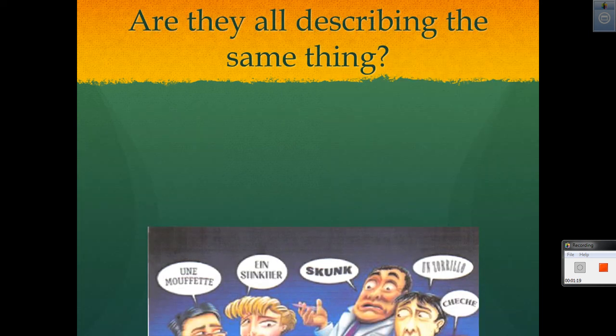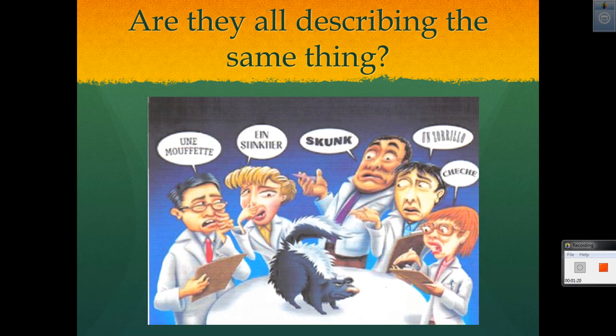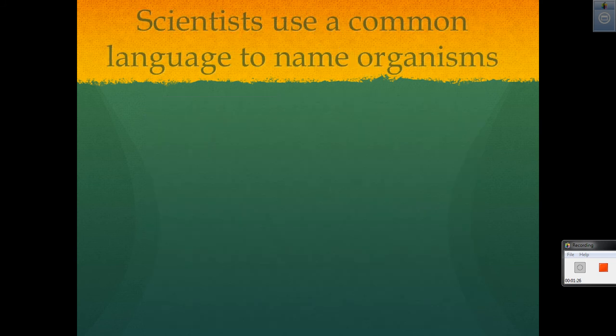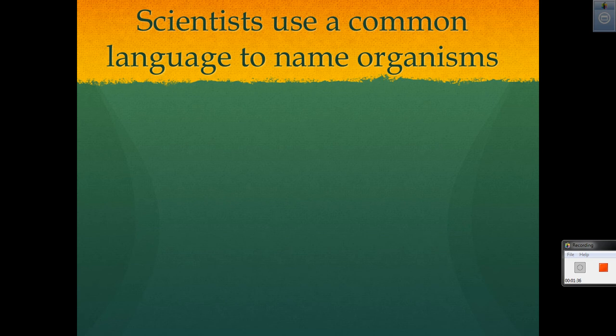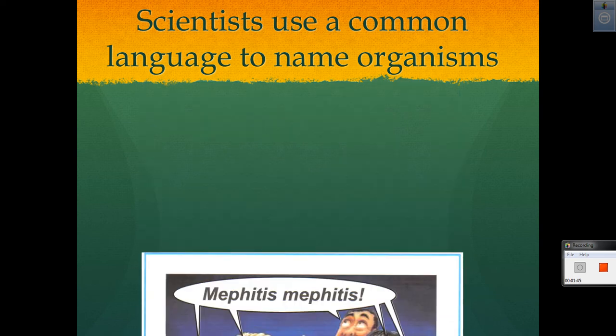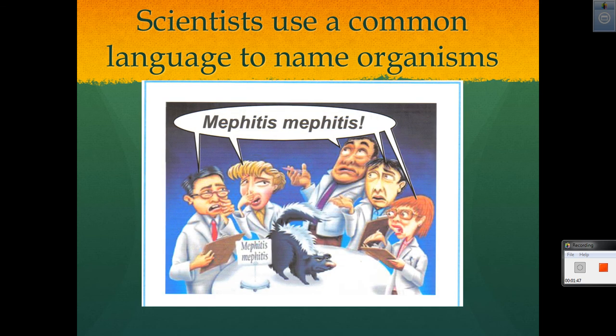So take a look at this picture. Are all the people in the picture describing the same thing? I would think so. But because they were using different languages, it's hard to know if they really are talking about the same thing. So in science, we use a common language to name all of our organisms. We would call this skunk Mephitis mephitis. This is Latin, and that is the common language for science.